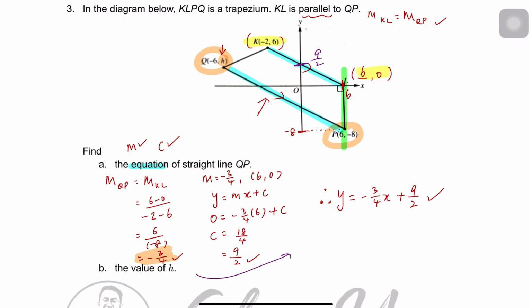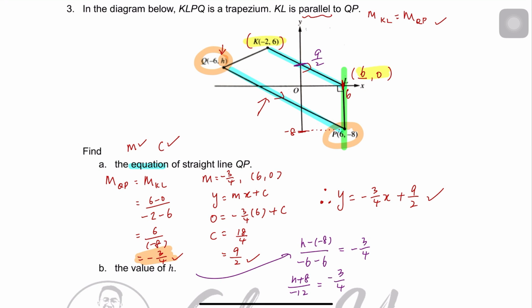So from here, I'm just going to write it here. You will have h minus -8 over -6 minus 6 again, alright? y2 minus y1 over x2 minus x1, and these will basically equal to -3 over 4. And you just need to do some simplification again. You will have h plus 8 over -12 equals to -3 over 4. And if you want to make things easier, just follow the usual way. Do some cross multiplication and get your final answer.